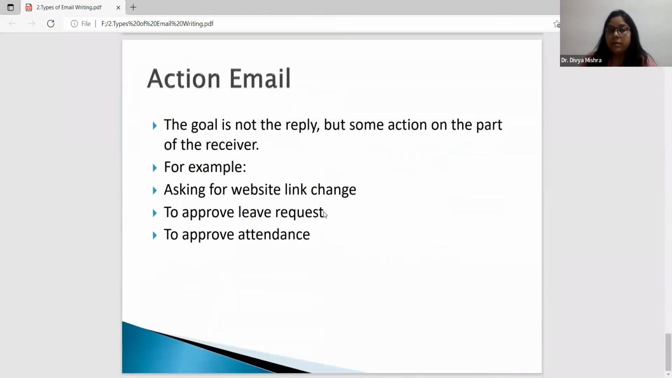And then action email. The goal is not the reply, but some action on the part of the receiver. Most of the time, we write this kind of email, action email, where we expect a kind of action from the receiver. For example, asking for a website link change, to approve leave request, to approve attendance, that is related to action email. You want the receiver of the message to take action and do whatever you have requested. So that comes in this category.